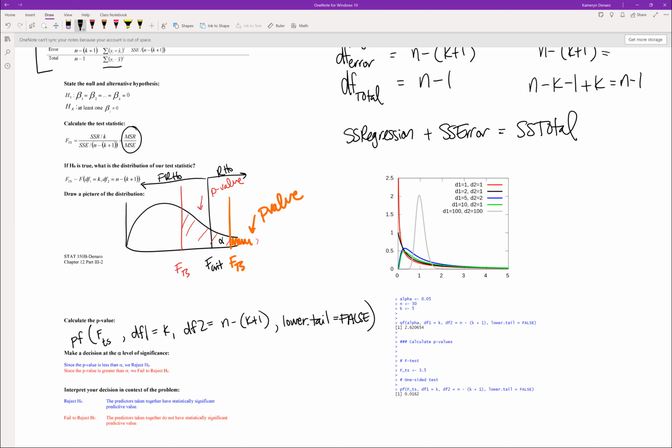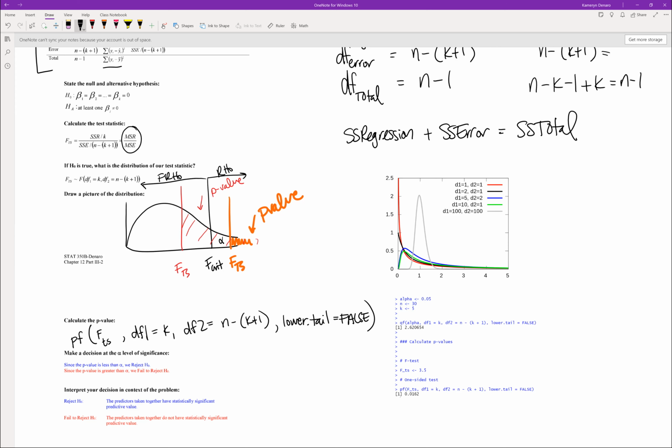Okay, so here's an example. Suppose alpha is 0.05 and we have 30 people in our study. We have 5 predictor variables that we're looking at, and we're asking ourselves, do all of these predictors taken together have statistically significant predictive value for the outcome variable?